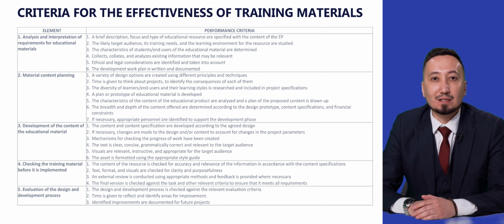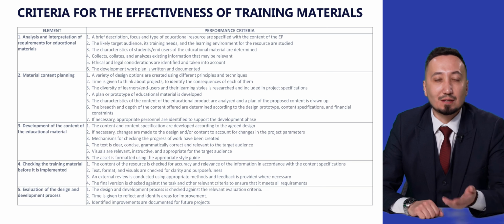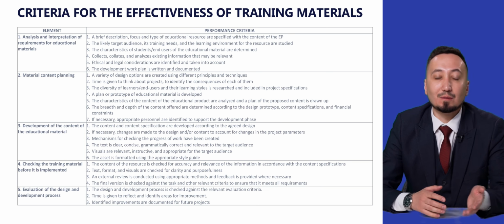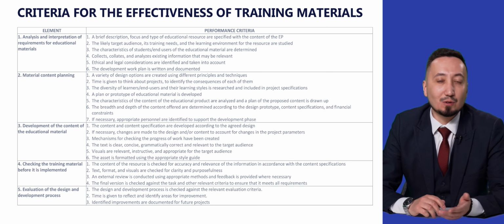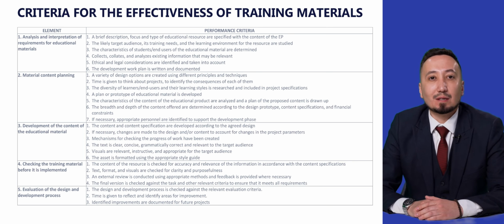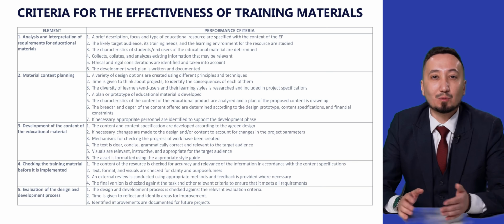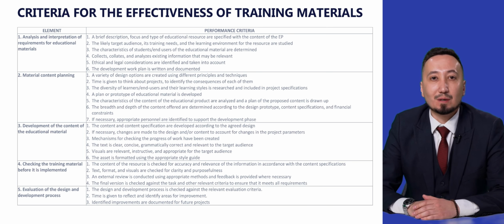The next element of the assessment of the educational material is planning the content of the material. Its criteria for effectiveness are: 1. A variety of design options are created using different principles and techniques. 2. Time is given to think about projects to identify the consequences of each of them. 3. The diversity of learners and users and their learning styles is researched and included in project specifications. 4. A plan or prototype of educational material is developed.